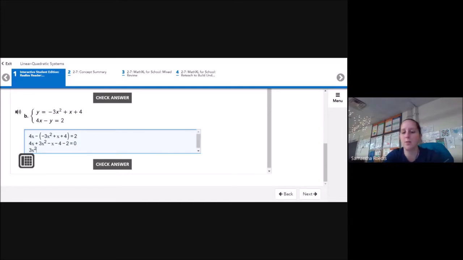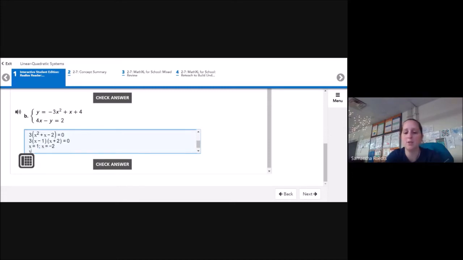So 4x minus x is 3x, so 3x squared plus 3x. And negative 4 minus 2 is negative 6. I can factor out a 3. So x squared plus x minus 2, which factors into x minus 1, x plus 2. So then I have x equals 1 and x equals negative 2.